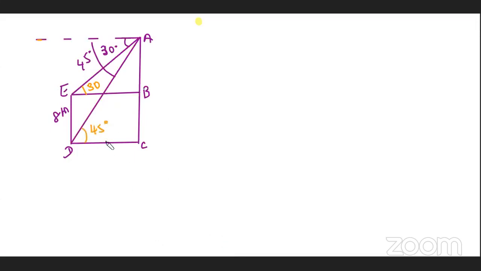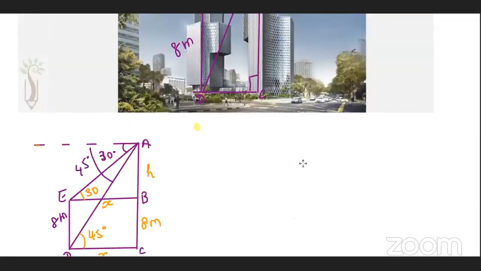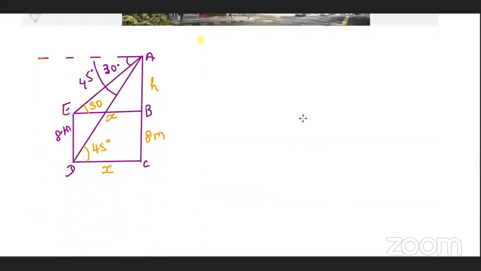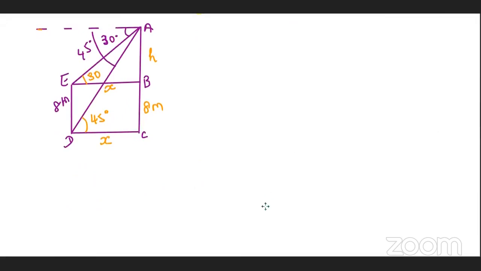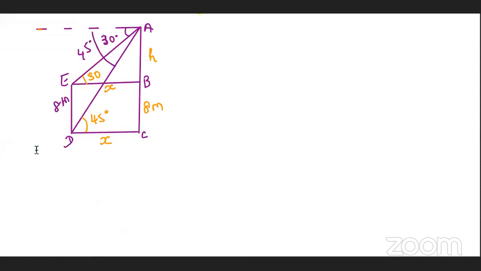Now, can I say BC is 8 meters? Yes, ma'am. DC is X, then EB is X. Yes or no? Yes, ma'am. And H. What do we have to find? Let's go back and check the question. Just give me a minute. What are they telling us to find? Find the height of the multi-story building and the distance between the two buildings. That means in this case, we have to find H, X, and the height of the multi-story building. I'm just going to label it. Again, it will be your question to solve at home. Later on, we'll divide the two triangles.